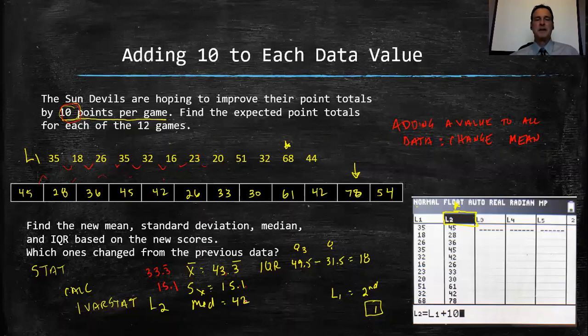All right, median. Did the median change? Yeah, it was 32 before, and now it's 42. So that increased by 10. So the median changed. Did the interquartile range change? Well, your Q3 changed, and your Q1 changed, but your interquartile range was 18 before, and so no, your interquartile range does not change. Only the mean and the median. And that's always true when we add a value to all of your data.